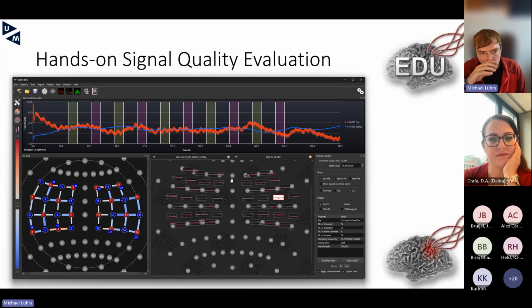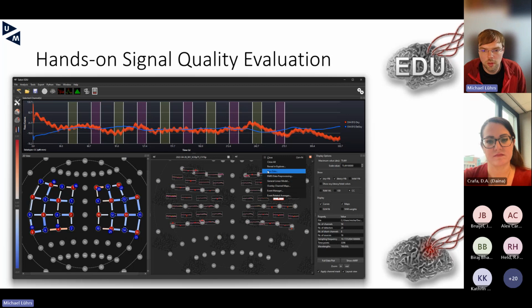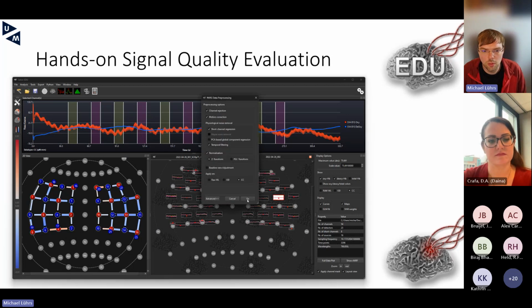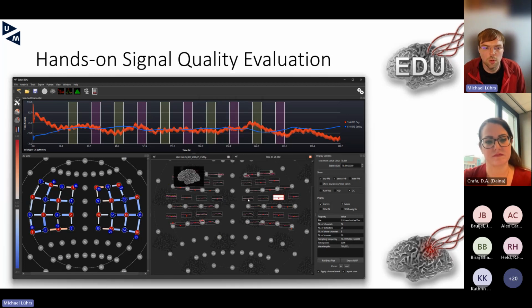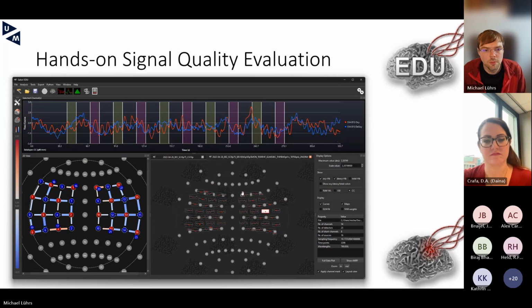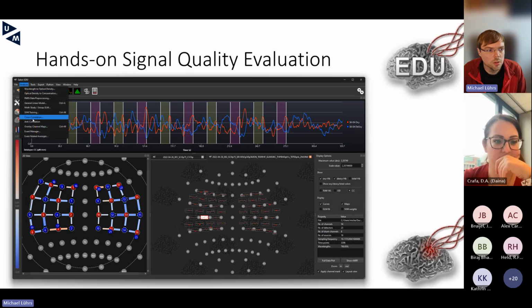So let's do some pre-processing and look at the change of this map. We just apply the standard pre-processing, all the standards across the board. And then we can look again at the anticorrelation.